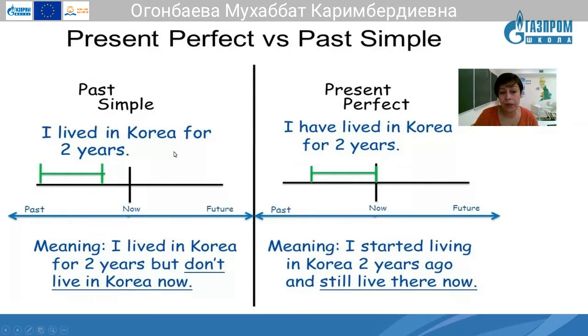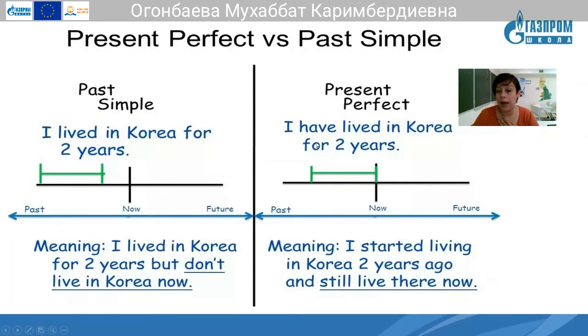I lived in Korea for 2 years. You see, from that time to now, a lot of things happened. So this is the fact. I lived in Korea for 2 years. I stopped living there. I moved out from Korea, and I don't live in Korea anymore. So it's a fact about my past life. It's a fact in the past. Happened, over, and we continue our living.